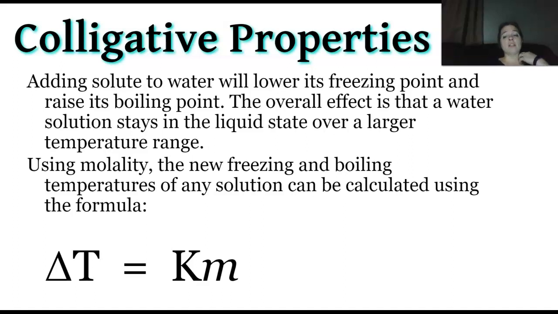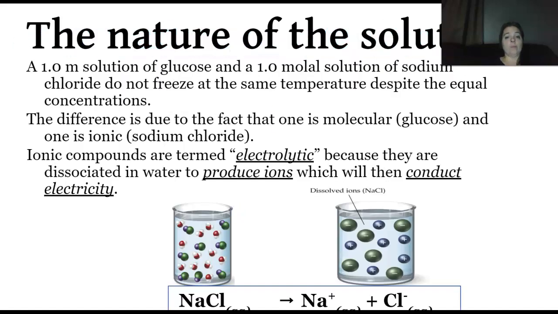So the overall effect is that water solution stays in the liquid state over a larger range. Using molality, the new freezing and boiling temperatures of any solution can be calculated using this formula. Now, you don't need to know this formula. We're not going to do any of the exercises on it. Just know that because of molality, we can determine the new freezing and boiling points, okay?